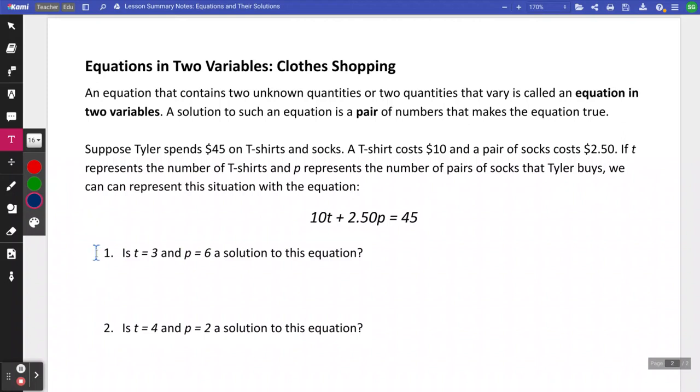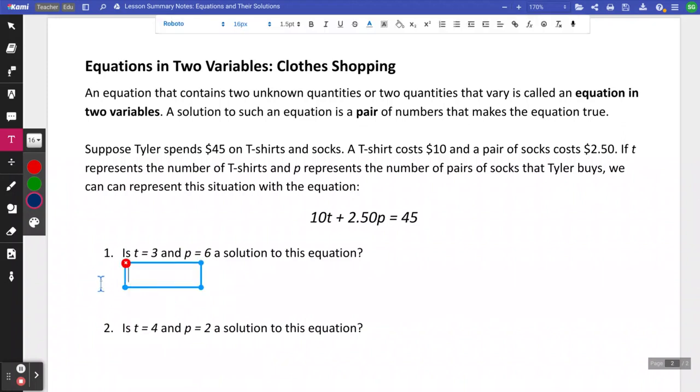We've got two questions that we're starting off with, and they're both asking if a combination of numbers can be a solution. So looking at number 1, we've got, is t equals 3 and p equals 6 a solution to this equation? Now, you might already have an idea of what we should do to help identify if this is a solution or not. I just want to start off by asking, when we say t equals 3 and p equals 6, what does that mean in this situation? What does that mean in the story?